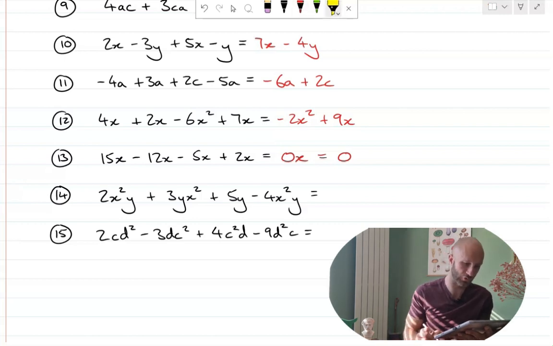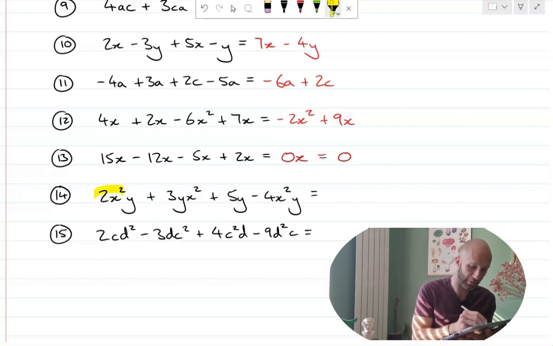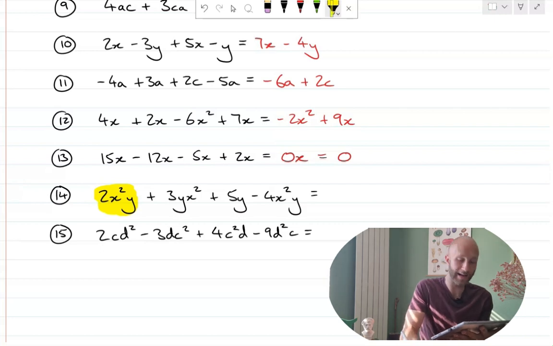Okay, then we've got some little tricky ones at the end which catch people out, where we've got different powers. Now, the powers do matter. The order of the letters doesn't, but the powers do. So if I'm looking at this term, 2x squared y, I need to identify anything that's got an x squared and a y in it. Not y squared and x. It's got to be squared with the x and a y by itself.